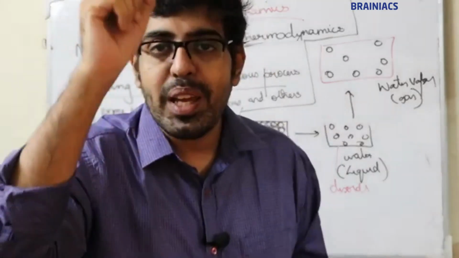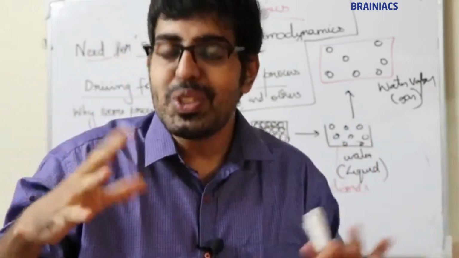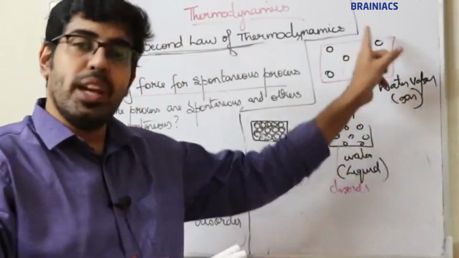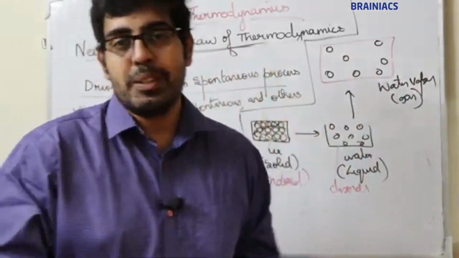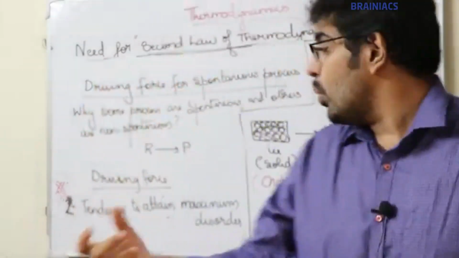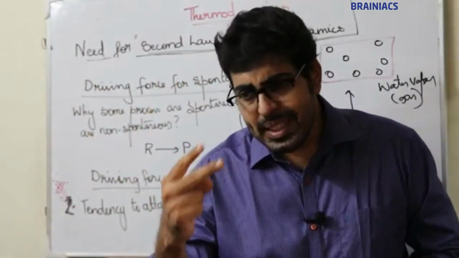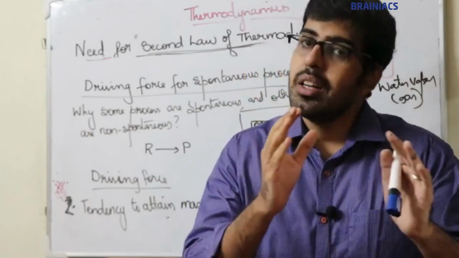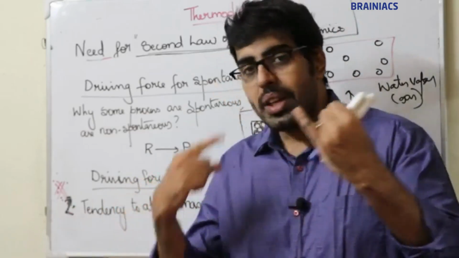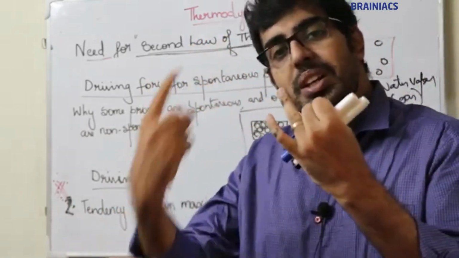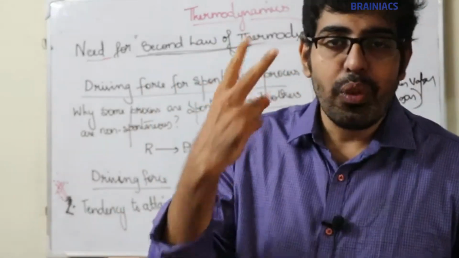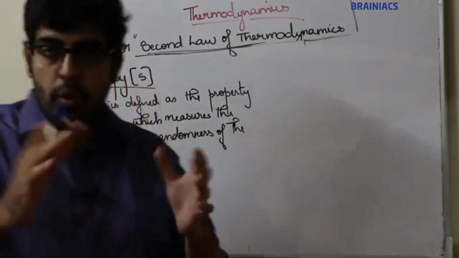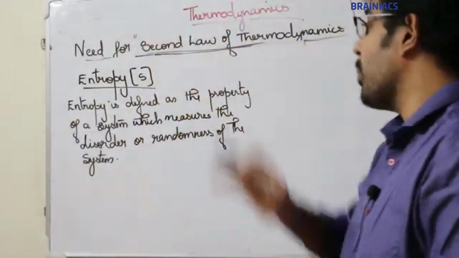For every spontaneous process, disorder increases. I think it's clear. So these are the two driving forces which make a reaction occur spontaneously. First, tendency to attain minimum energy. Second, tendency to attain maximum disorder. And the second driving force is the essential driving force. I think it's clear. Moving on to next topic, entropy.